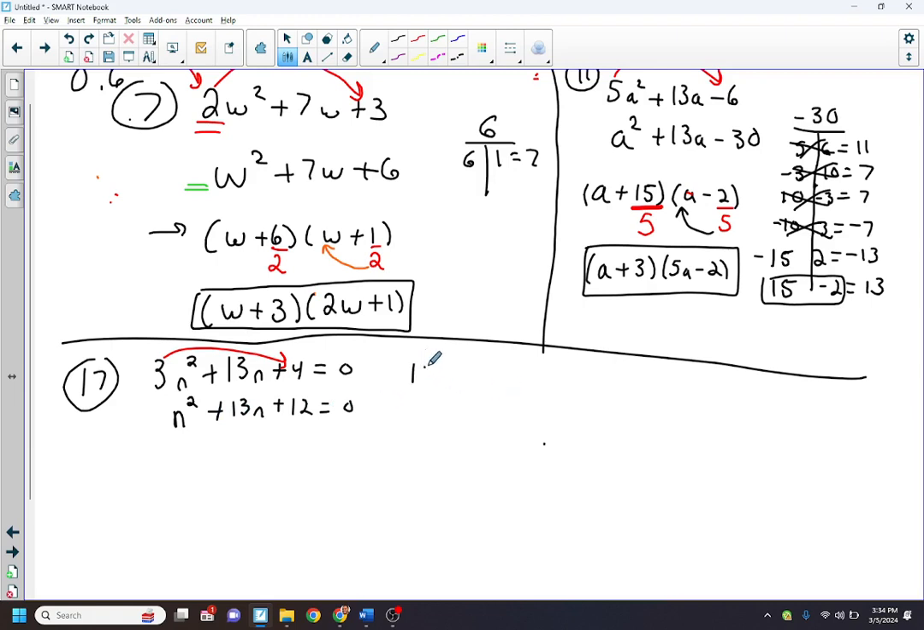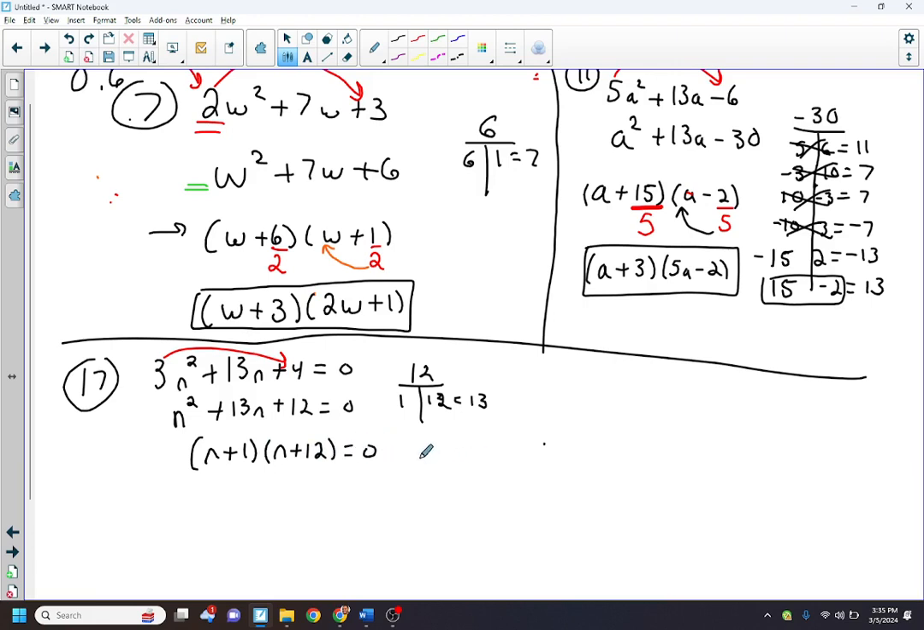So again, we need two numbers that multiply to 12 and add to 13. That is 1 and 12. That adds to 13. So we're going to do n plus 1 and n plus 12.